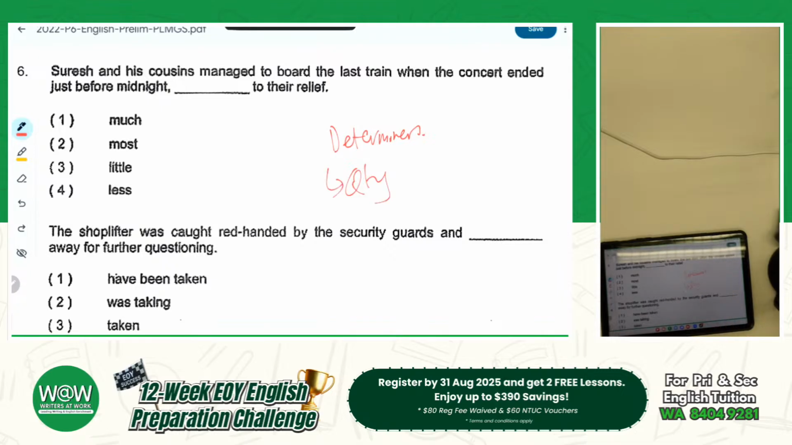So looking at the question and the keywords, they managed to board the last train. So therefore, they must be very relieved, which suggests a high quantity of something, right? Next, we observe that relief here is uncountable. So in this case here, our answer is number 1, much to their relief.